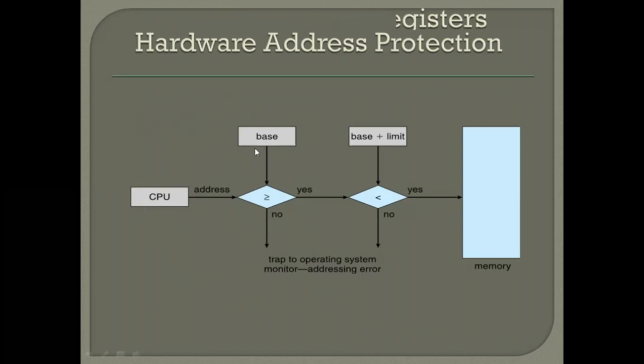If the required address is not available, then a trap occurs to the operating system, that is, an addressing error. Similarly, if the required memory size of the process is not available, then also a trap is generated.